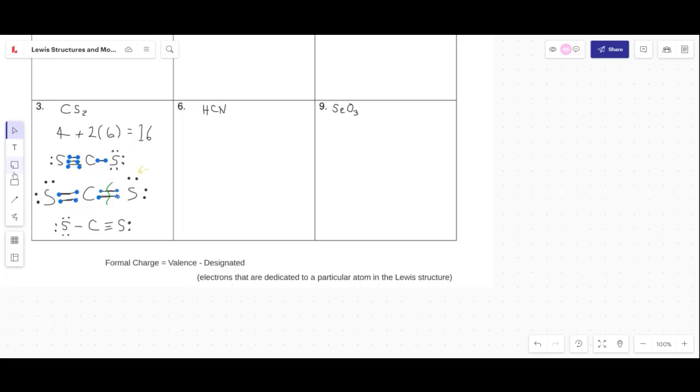Can you see my little arrow? I'm trying to see if I can. I have 1, 2, 3, 4, 5, 6. So there's the 2 lone pairs, that's 4, plus there's the 2 half of the bonded electrons, that's another 2. That gives me a total of 6 electrons around sulfur. 6 electrons designated to sulfur. So I take my valence electrons, which is 6, and my dedicated electrons, which is 6, and I get a formal charge of 0. That sulfur has a formal charge of 0.